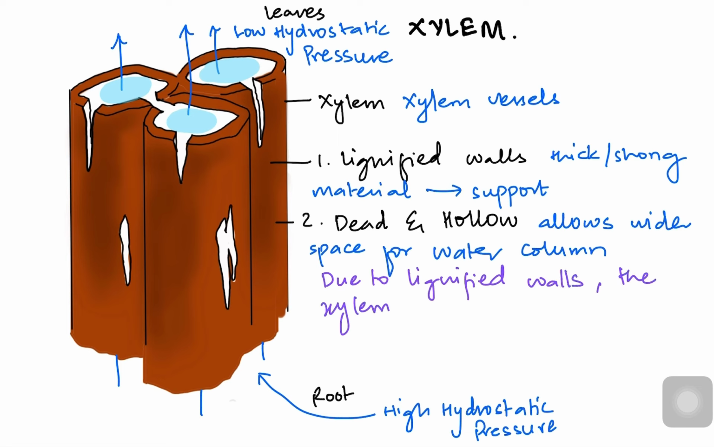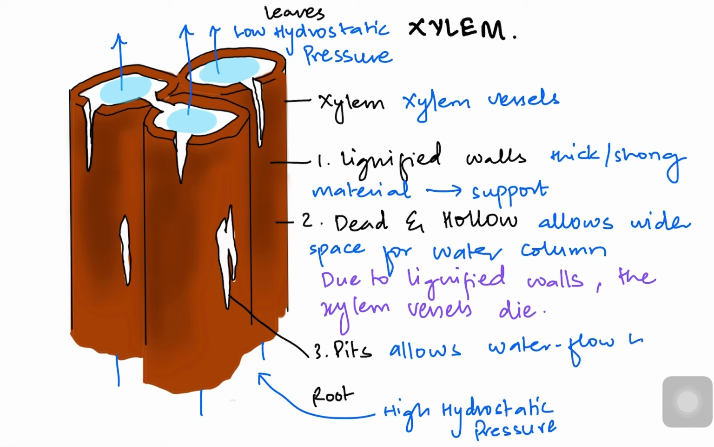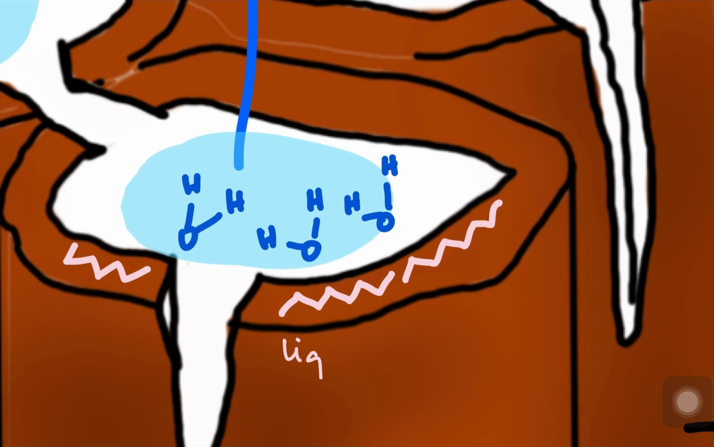Due to the lignified walls, this is possible. The xylem vessels die because of the lignified walls itself. Another important feature you can see over here are the pits. These are openings which allow a cell-to-cell junction. So this allows water flow between adjacent xylem vessels. If one of the xylem vessels is blocked for some reason, the water moves to the other one.